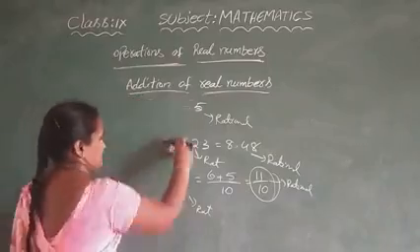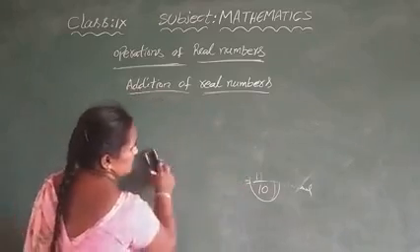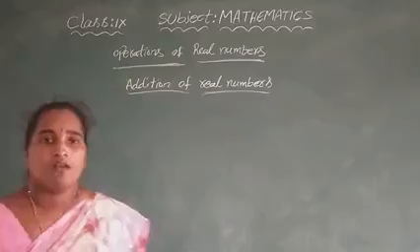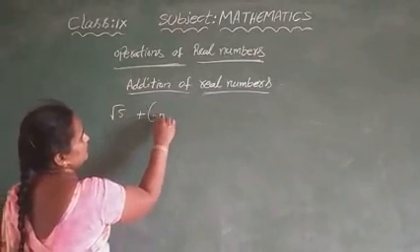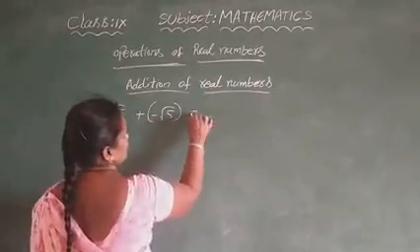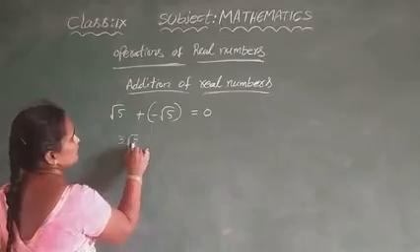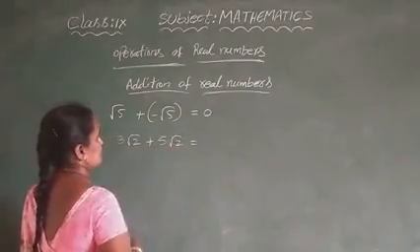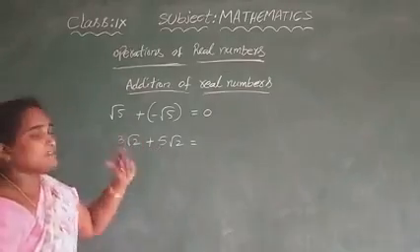Then you take irrational numbers. For example, I will take root 5 and the sum of minus root 5 and root 5. See here, plus into minus gives minus, root 5 and root 5 is equal to 0. Then I will take another one, 3 root 2 plus 5 root 2. Here, similar surds.